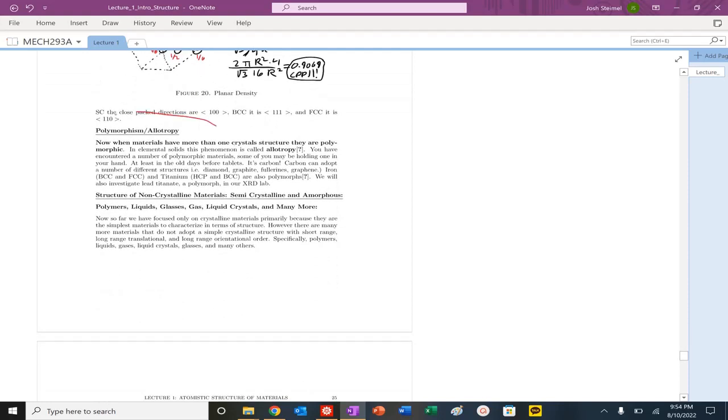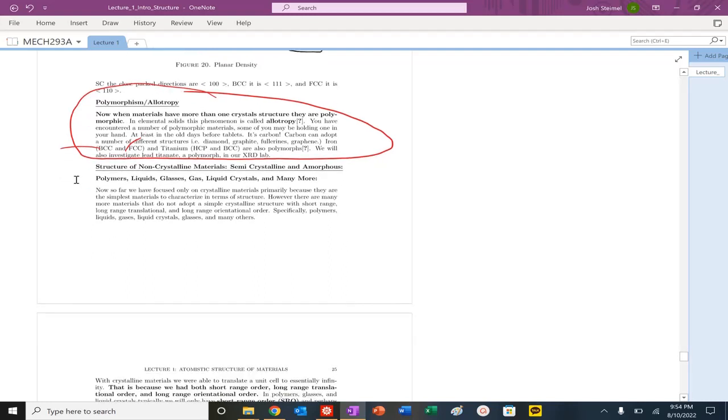Some materials will go through this idea of polymorphism, allotropy. They can transfer from one solid structure to another. Probably some of the most famous is carbon: you have diamond, graphite, fullerene, graphene. Iron can be in a BCC structure or FCC structure. They usually call this austenite and this ferrite. Titanium exists in HCP and BCC structure. These are all polymorphs. Lead titanate is a very famous polymorph as well. So this is a very good high-level description of crystalline materials.